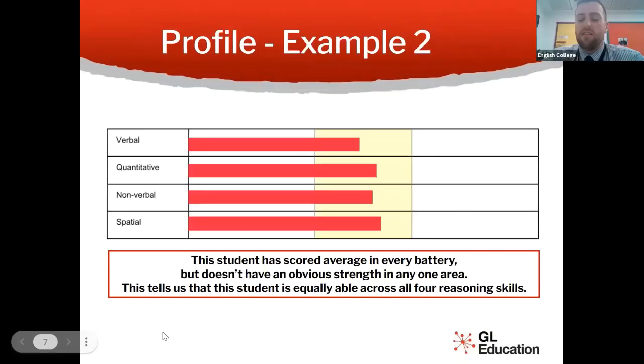Here you might find that your child's profile looks a little bit like this. You can see here that this child, for example, has scored average in every battery. There isn't one area that particularly stands out, quite even across the board. And this student, we would say, is equally balanced across the 4 areas of the reasoning skills.